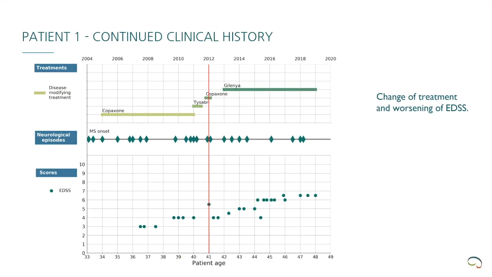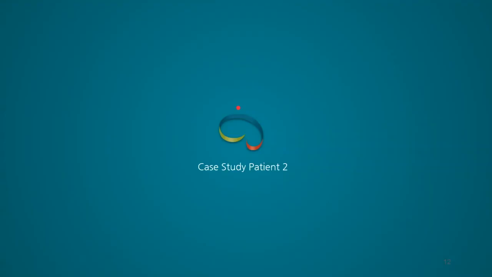Apart from the MRI information that we just discussed, of course, it's also important to discuss therapies with our patients. And this patient was then later on reluctant to switch to yet another disease-modifying drug. Currently he is still on Gilenya. The second case study that we wanted to show is a woman born in 1968.